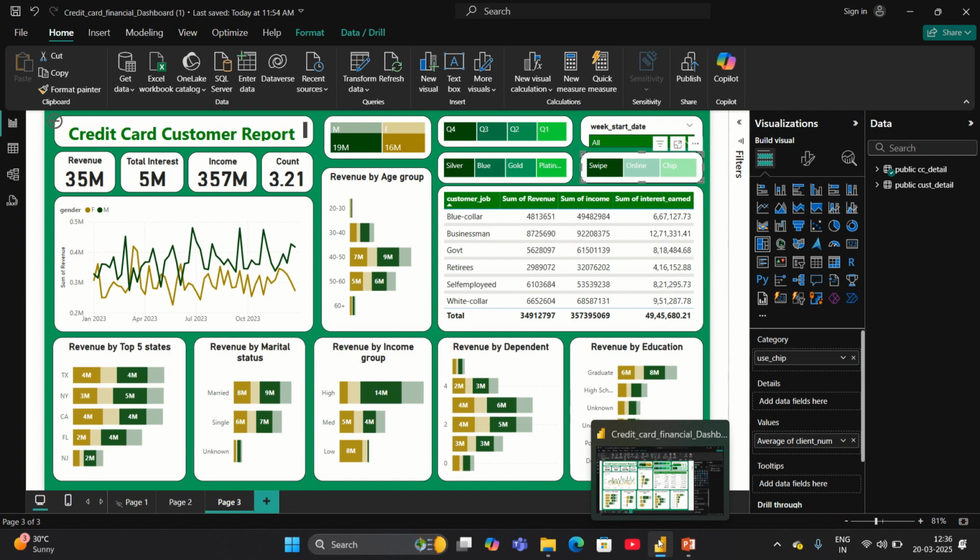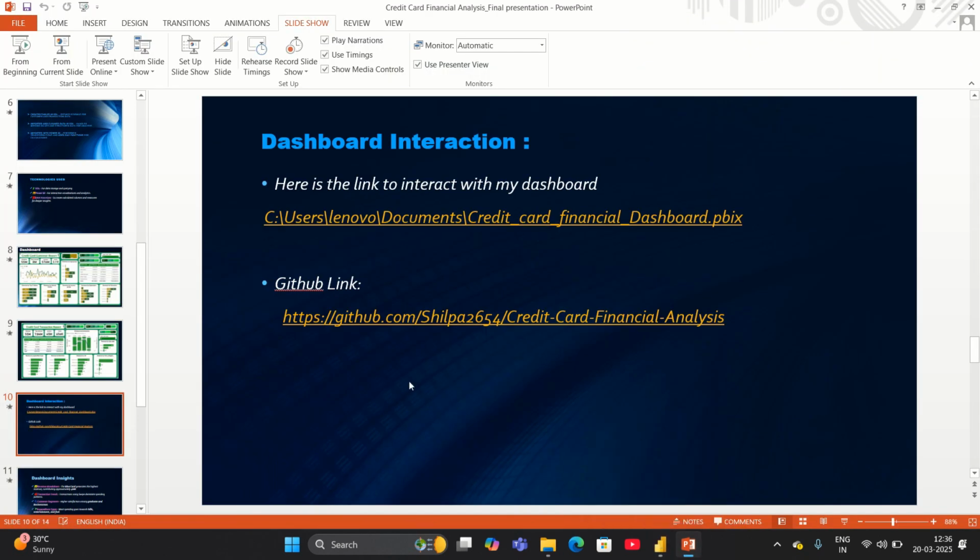Now we can continue in the presentation. Here I have attached a GitHub link. You can visit this site and you can download all the files, data sets and everything I have uploaded there. Let's move on to the next slide.